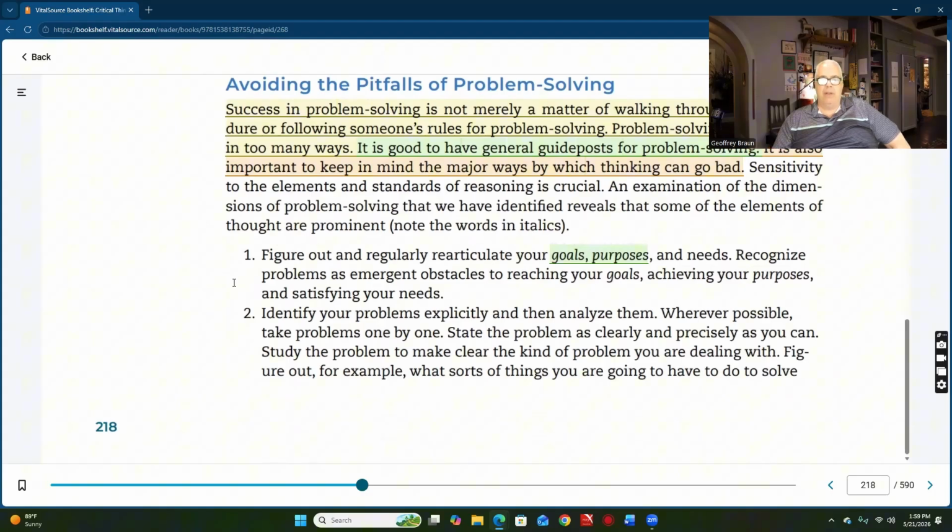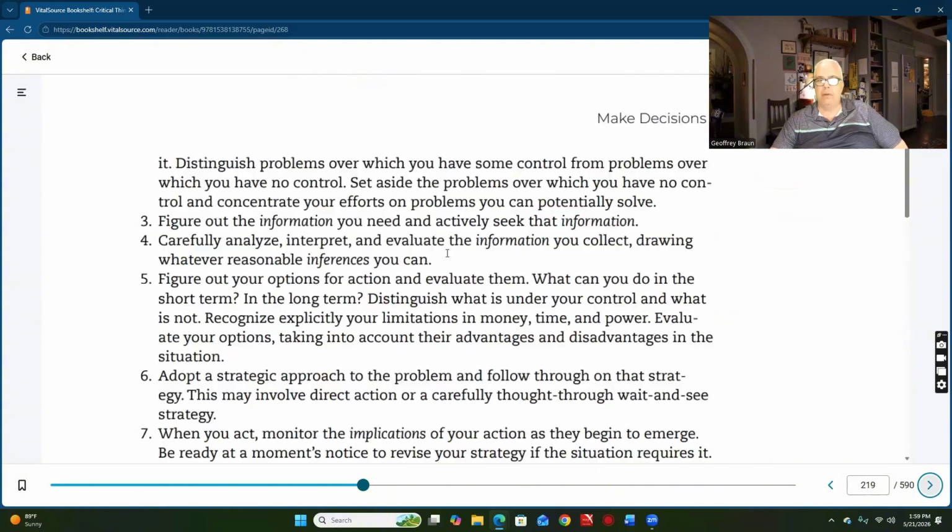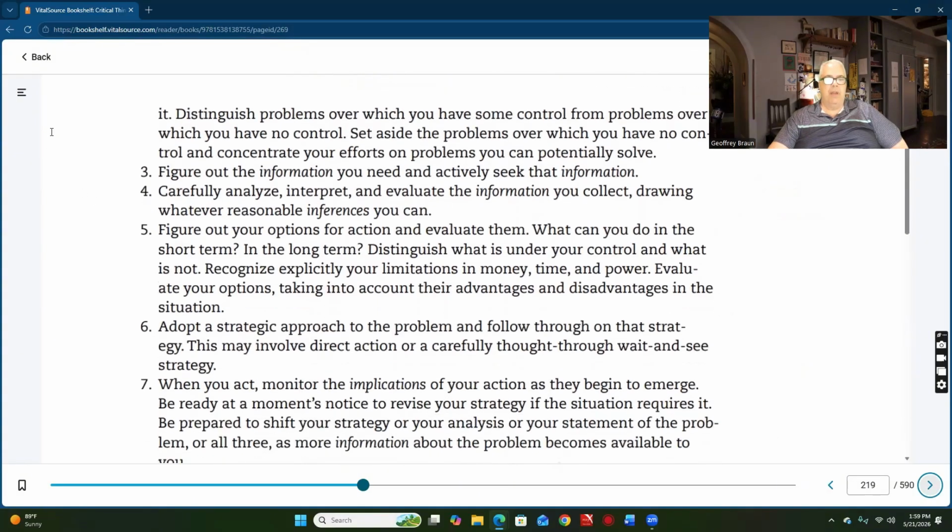Figure out, regularly rearticulate goals, purposes, and needs. Recognize problems as emerging obstacles to reaching your goals, achieving your purposes, and satisfying your needs. Identify your problems explicitly, analyze them. Wherever possible, take problems one by one, and state the problem as clearly and precisely as you can. Study the problem to make clear the kind of problem you are dealing with. Figure out, for example, what sorts of things you are going to have to do to solve it, right? So, figure out the information.